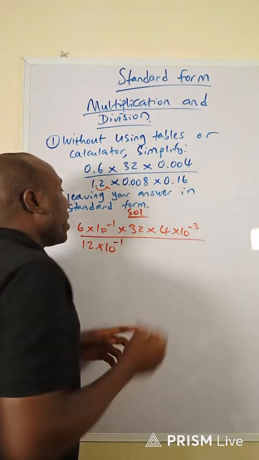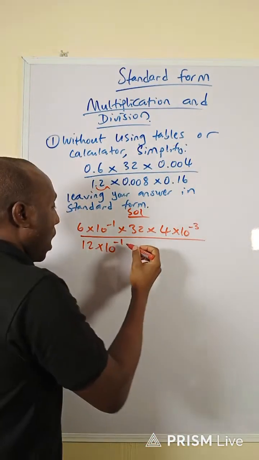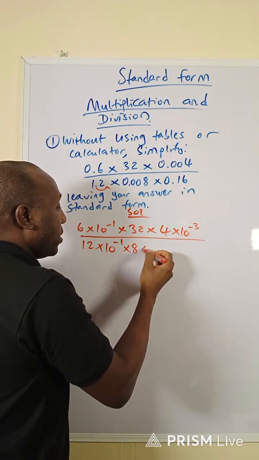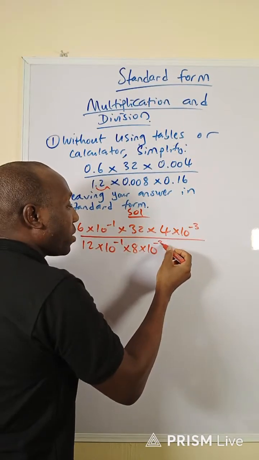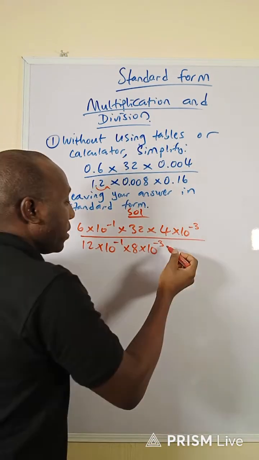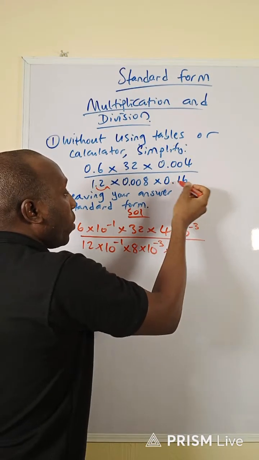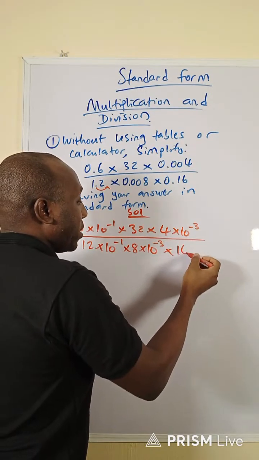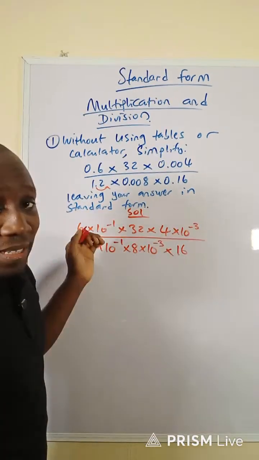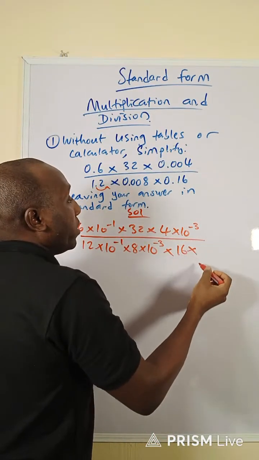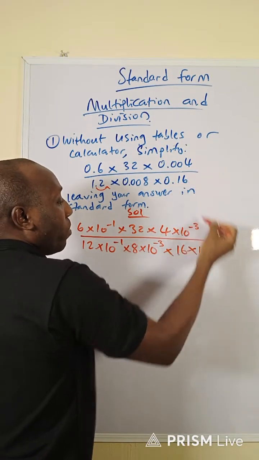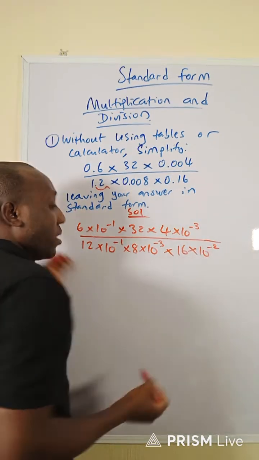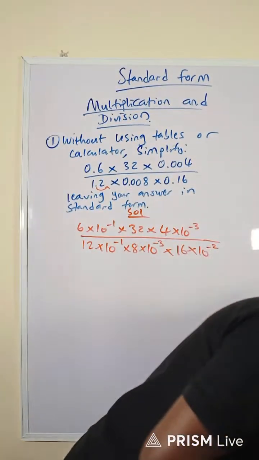See, 0.008 will be written as what? 8 times 10 raised to the power of, 1, 2, 3, minus 3. This is what I'm doing now. Then what about this one? 0.16 will be written as what? 16. This is not standard form. Like I said, I do not want a decimal point. Times 10 raised to the power of what? How many times? 1, 2, minus 2. Are you seeing that now? I hope this is clear.